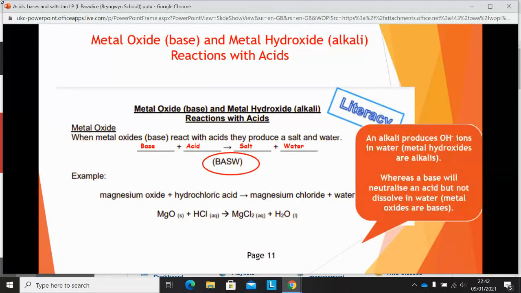Okay, just to clarify as well and clear up any misconceptions, alkalis and bases are different. An alkali produces OH minus ions in water, examples are metal hydroxides, whereas a base will actually neutralize an acid but not dissolve in water, such as metal oxides. So metal oxides are bases, metal hydroxides are alkalis.